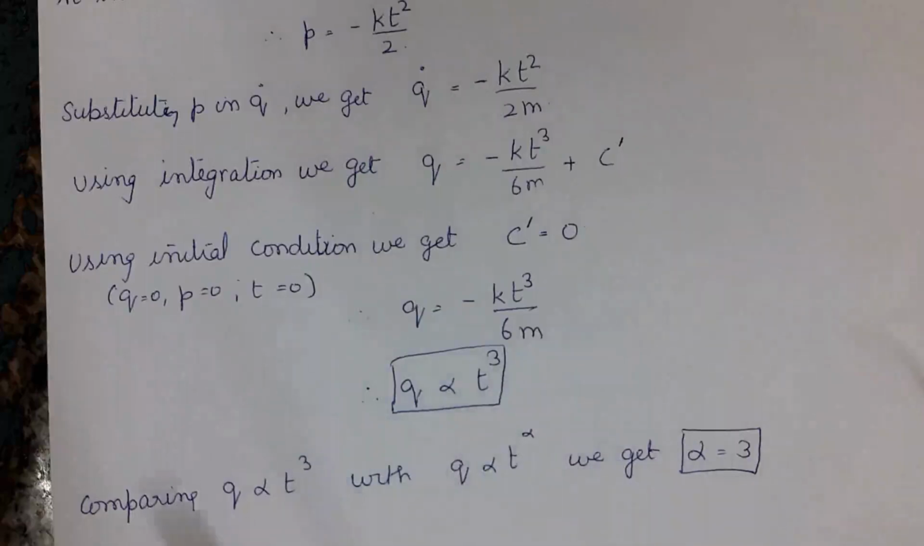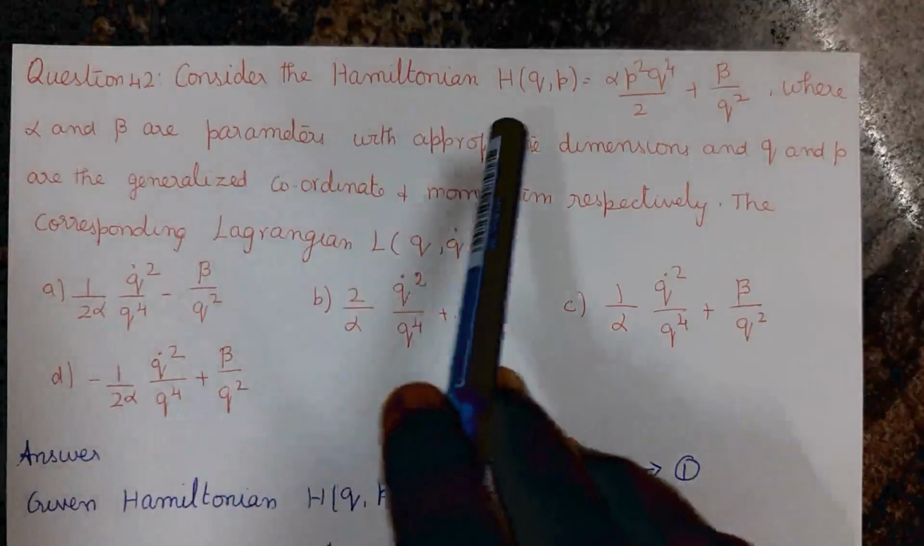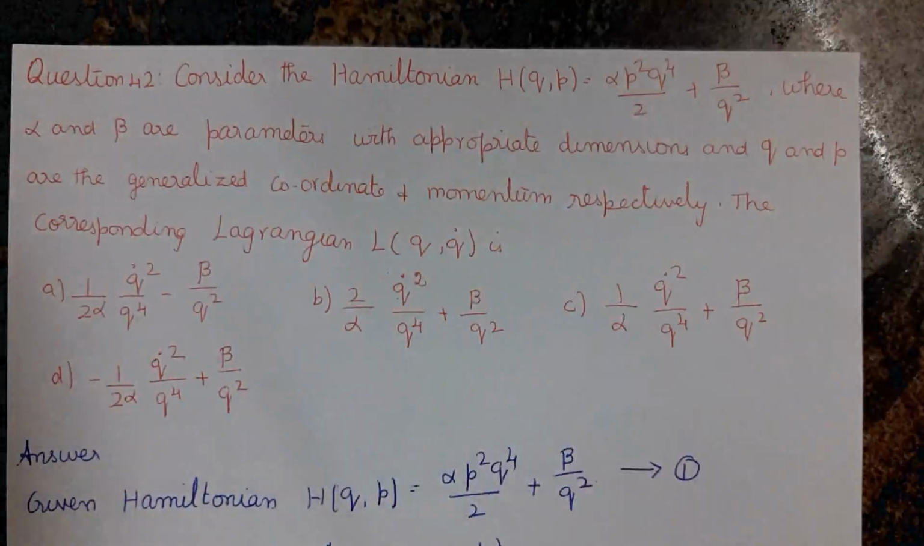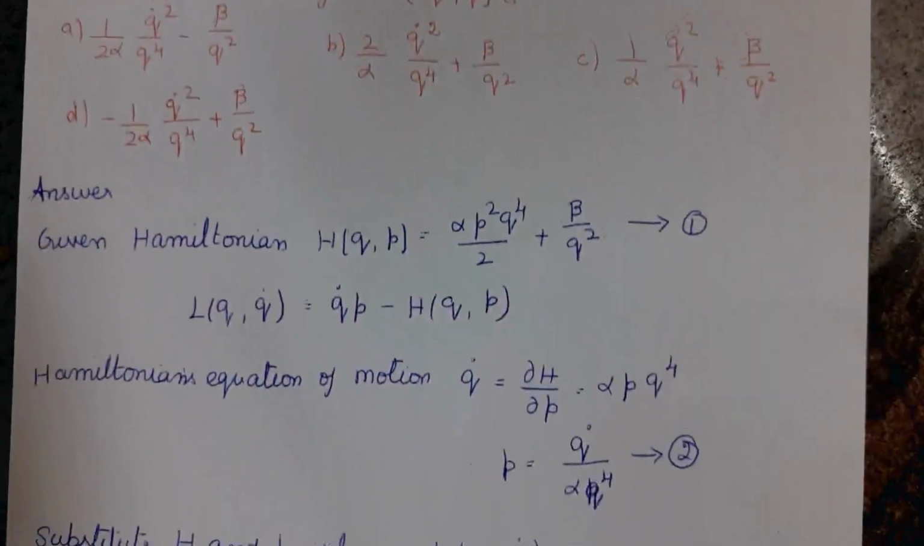Consider the Hamiltonian H is equal to alpha p square q power 4 divided by 2 plus beta by q square, where alpha and beta are parameters with appropriate dimensions and q and p are generalized coordinates and momentum respectively. The corresponding Lagrangian is one among the 4 options. So in this question, they have given a Hamiltonian and they have asked us to find what is its corresponding Lagrangian.